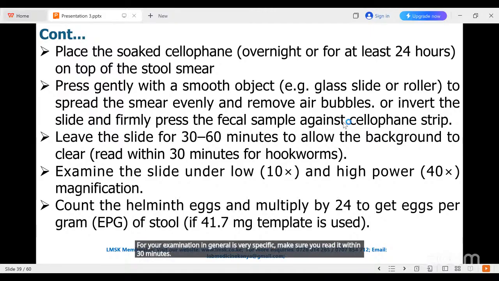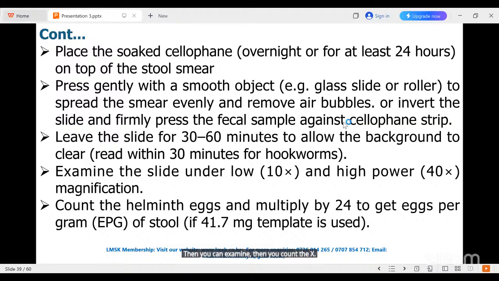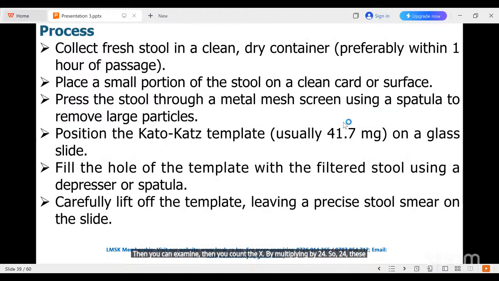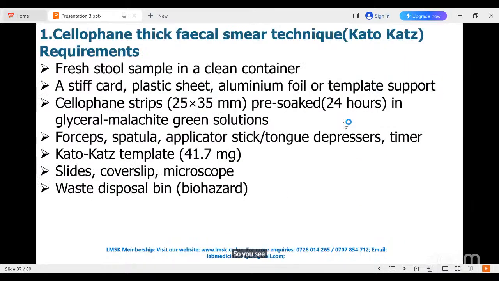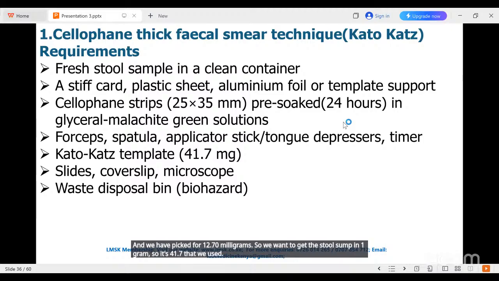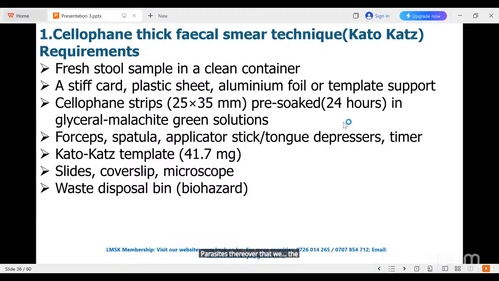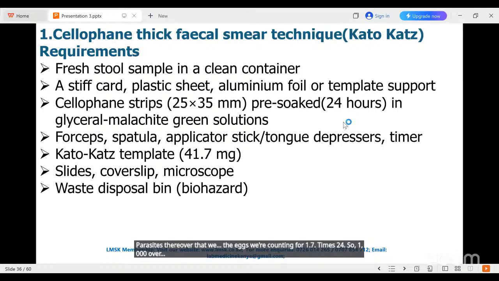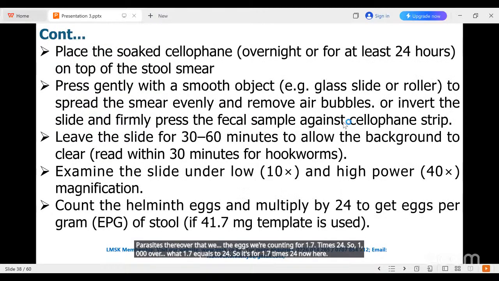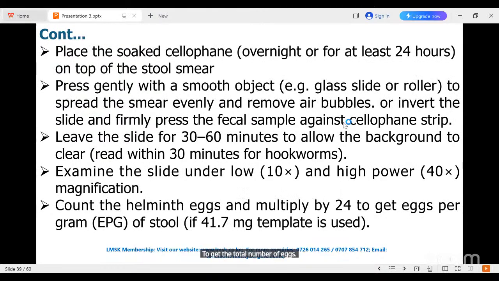Then you examine and count the eggs, multiplying by 24. This is how you get your 24. 1 gram equals 1,000 milligrams, and we have picked 41.7 milligrams. So we want to get the stool sample in 1 gram. The eggs we count in 41.7 milligrams are multiplied by 24, because 1,000 over 41.7 equals 24. So that gives the total number of eggs per gram.